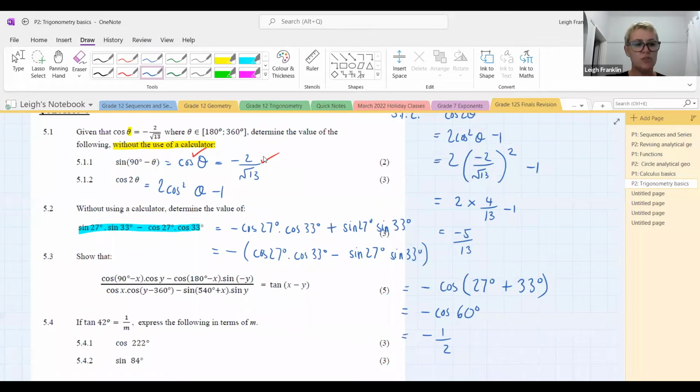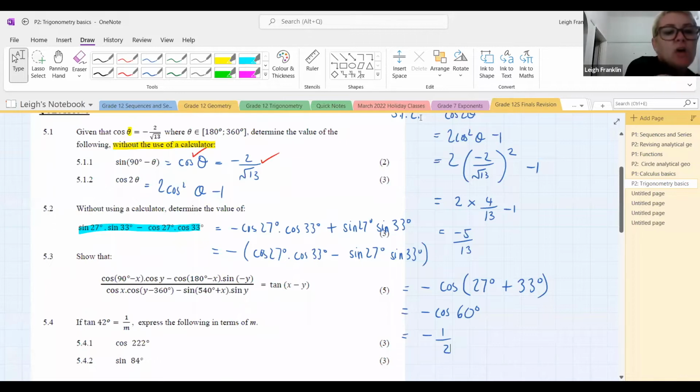They want us to show that. So now here there's a lot going on. Cos 90 minus x times cos y minus cos 180 minus x times sine minus y, all over cos x cos y minus 360 minus sine 540 plus x times sine y. And that's got to equal the tan of x minus y. All right, so a lot going on there for us to go and sort out.